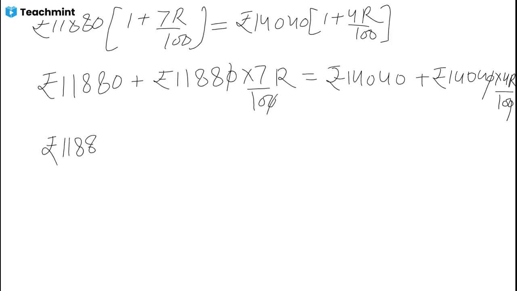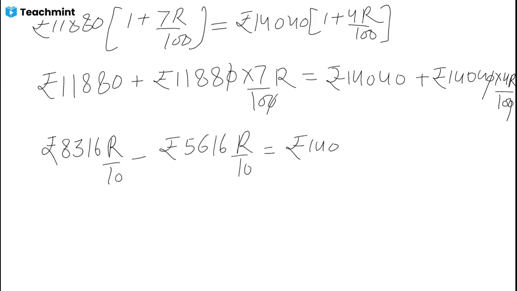So we have 1188 multiplied with 7, so we have 8,316 r over 10, minus, let us multiply this one with 4 and subtract, 1404 into 4, and we have rupees 5,616 r over 10 is equal to rupees 14,040 minus rupees 11,880. Are you getting? Yes.